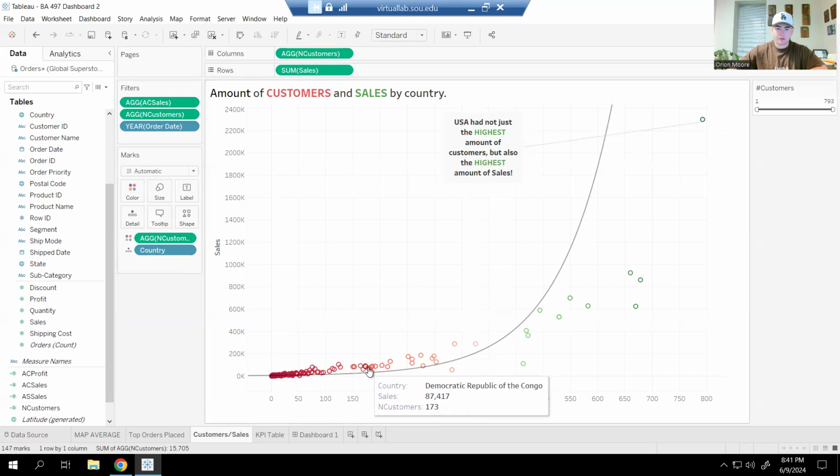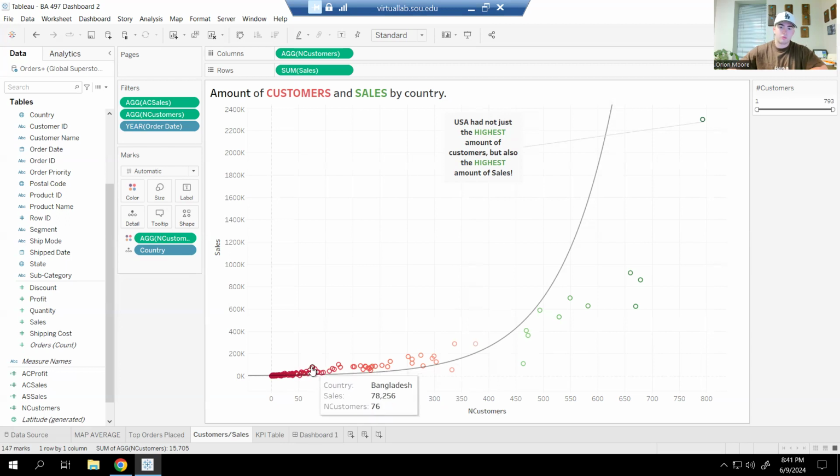The higher amount of customers, the higher amount of sales in each one. So if we're looking, let's start with Guatemala. Let's start with Egypt. First of all, the sales. Let's start with this one lower, actually. First of all, let's start with Bangladesh.